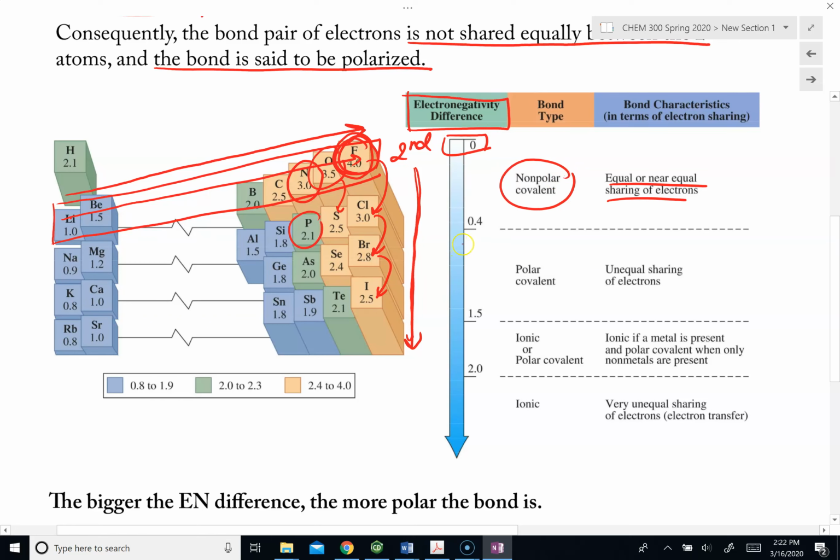Now, if we have a bond between two atoms with a difference in electronegativity of 0.5 or higher, that means one atom has a higher ability to attract the bonding electrons to itself than the other. So in that case, the electrons will not be shared equally between the two atoms, but shifted to the atom with the higher electronegativity value. So in that case, we will have a polar covalent bond.